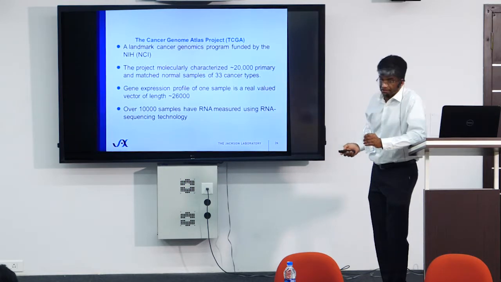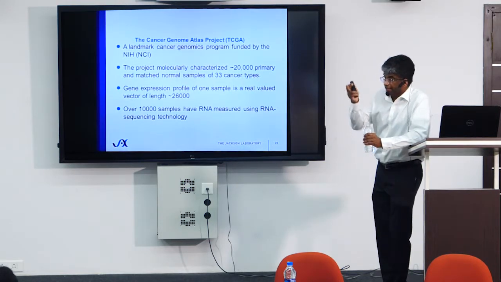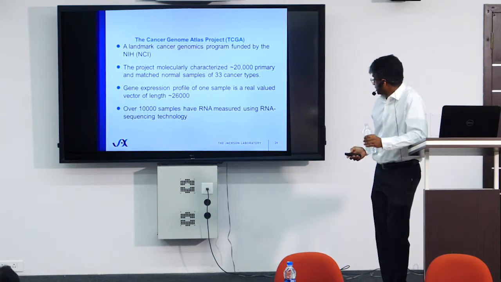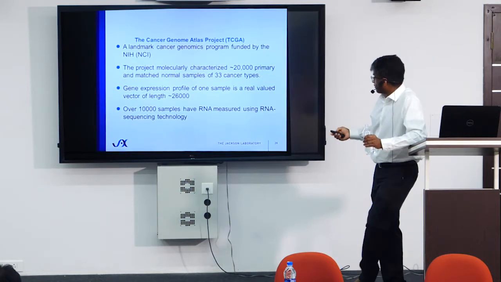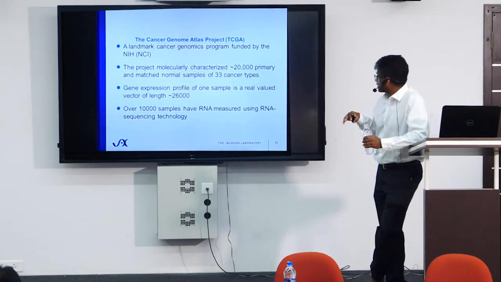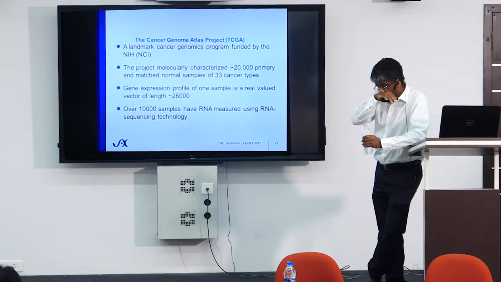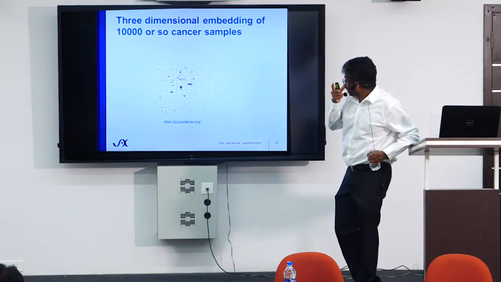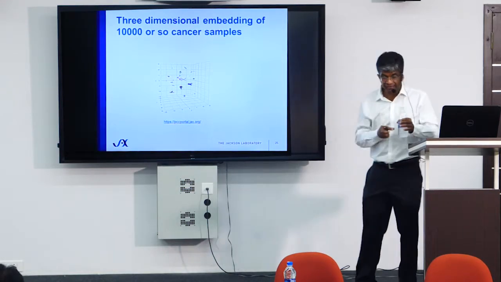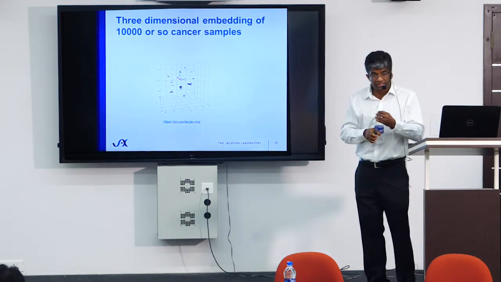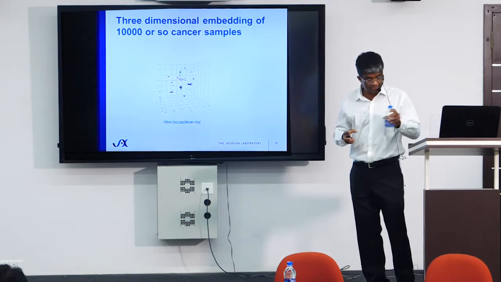So you can say, for example, a particular breast cancer patient's data can be a vector of 26,000 dimensions. About 10,000 samples have RNA measured using RNA sequencing technology. What that means is it's much more reliable than non-RNA-sequencing, microarray-based technology. So we took that data set of 10,000, and think of it as a matrix. You have 10,000 samples and 26,000 genes, so you have a matrix of 10,000 by 26,000.